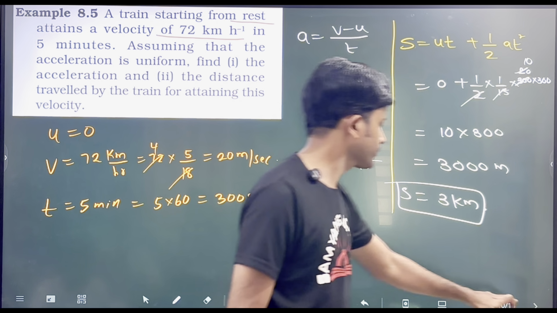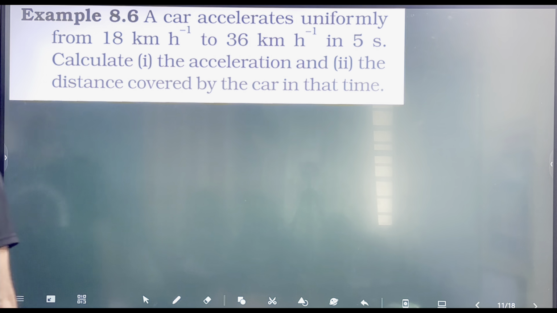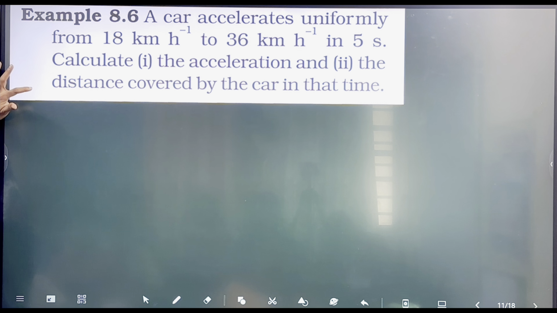So now here a car accelerates uniformly from 18 km per hour to 36 km per hour in 5 seconds. So calculate the acceleration and the distance covered by the car. So everyone please do it. Okay, just pause the video and do it.